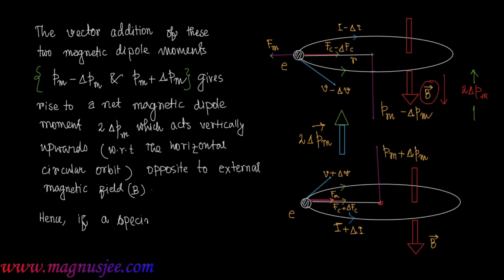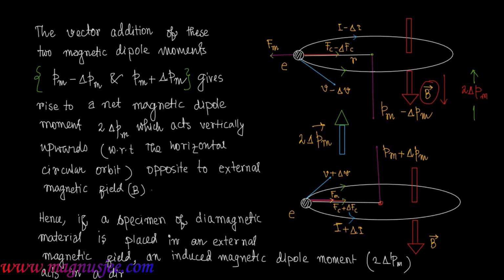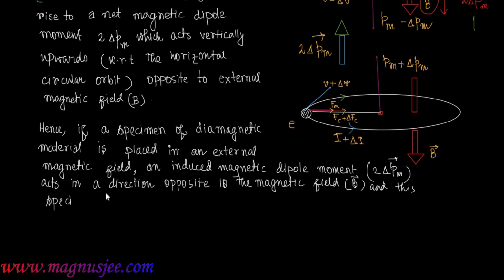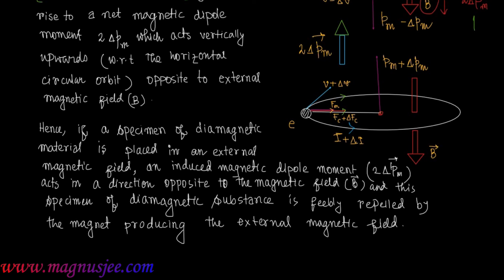Hence, if a specimen of diamagnetic substance or material is placed in an external magnetic field of field induction B, an induced magnetic dipole moment 2 delta Pm acts in a direction opposite to the magnetic field vector B, and this specimen of diamagnetic substance is feebly repelled by the magnet producing the external magnetic field.